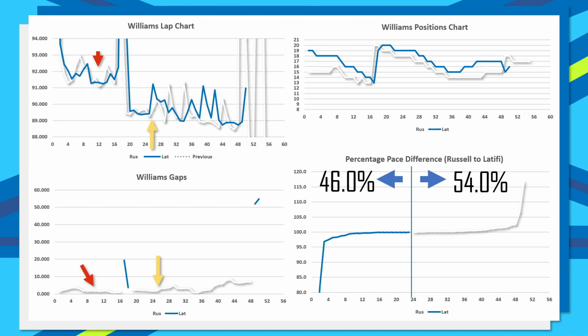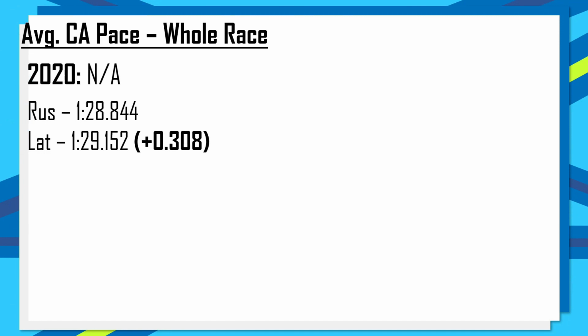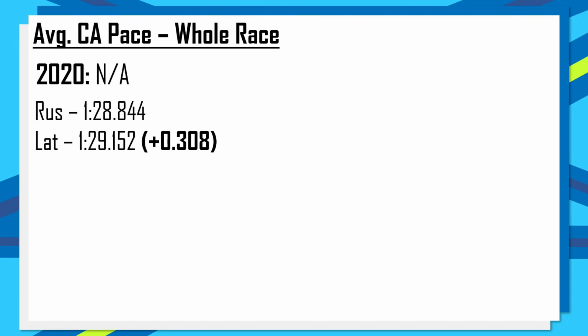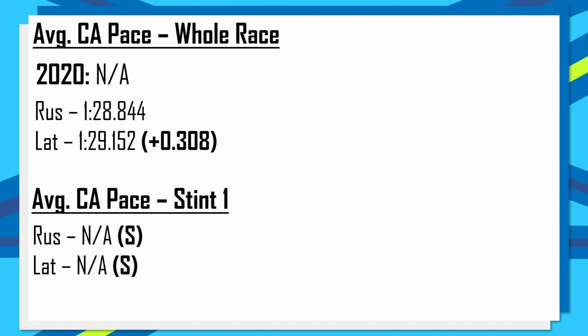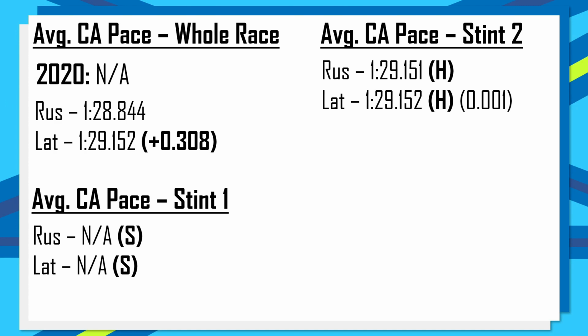And unfortunately, right at the very end, both drivers had their punctures, which unfortunately led to the retirement of Nicholas Latifi. But comparing the two Williams clean air lap pace across this entire race distance, there was a 0.3 difference in Russell's favour to Nicholas Latifi. In stint number 1, neither driver set any clean air laps on their soft compound of tyres, and in stint number 2, there was just a 1 thousandth of a second difference in Russell's favour on the hard compound tyre.